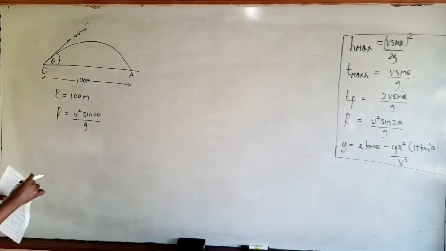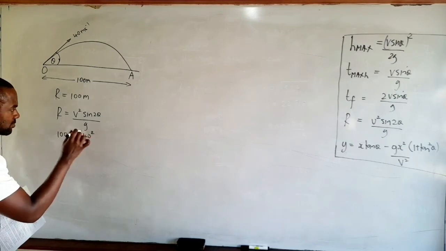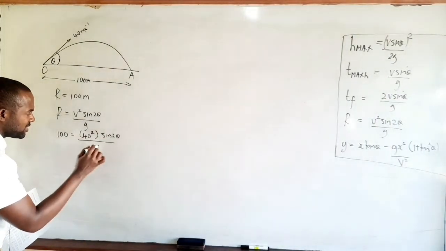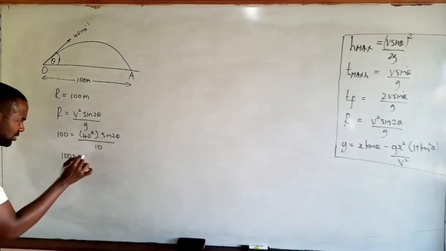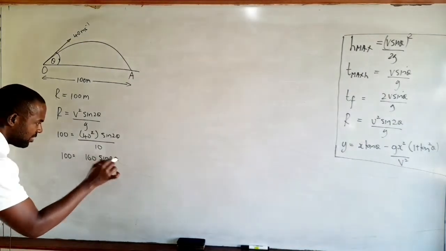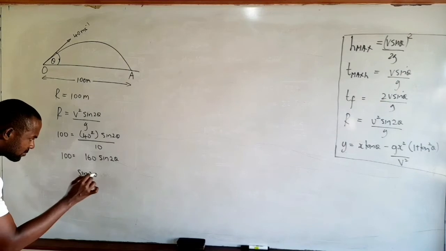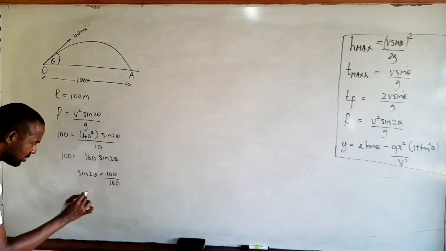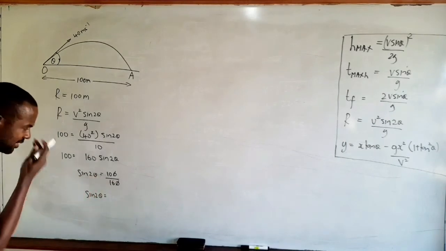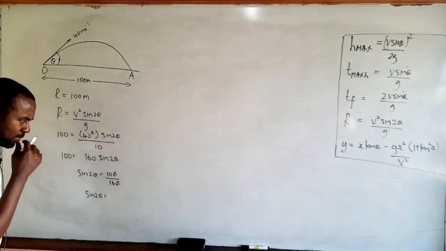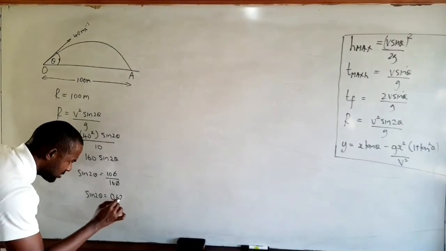So if we substitute the values, we get that 100 is equal to 40 squared times sine 2 theta over 10. So we simplify this, we get 100 is equal to 40 squared, that's 1600, divided by 10, this is 160 sine 2 theta. So therefore what we have is sine 2 theta is equal to 100 over 160. So sine 2 theta, the zeros cancel, 2 into 10, 5, 2 into 6, that's 8. 5 over 8 is 0.625. So sine 2 theta is equal to 0.625.